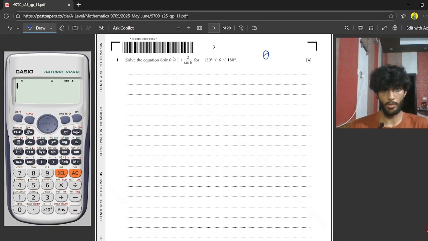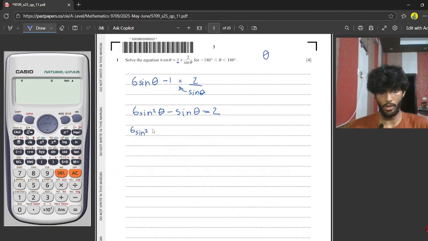What we can do is arrange everything, get it on one side of the equation, make it look a little neater. So we can take this 1 over to the other side, so we'll get 6 sine theta minus 1, and then we have this 2 over sine theta. So we can multiply this over there, and then we'll get 6 sine squared theta minus sine theta equals 2. We rearrange the equation, and we bring that 2 over here, so that's going to be 6 sine squared theta minus sine theta minus 2 equals 0.